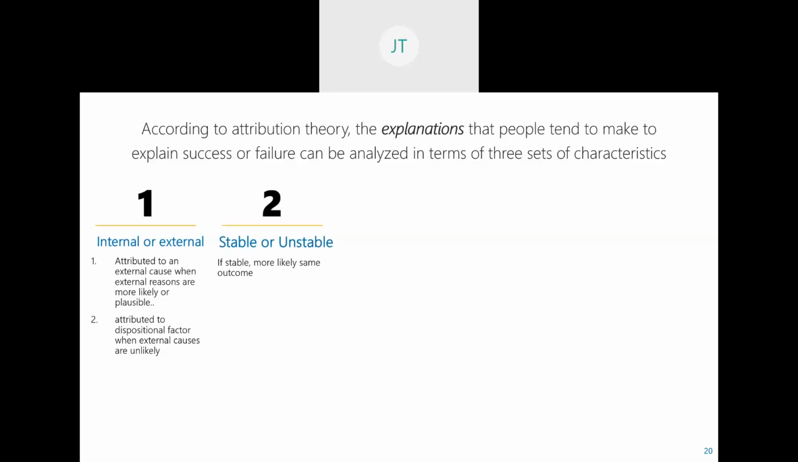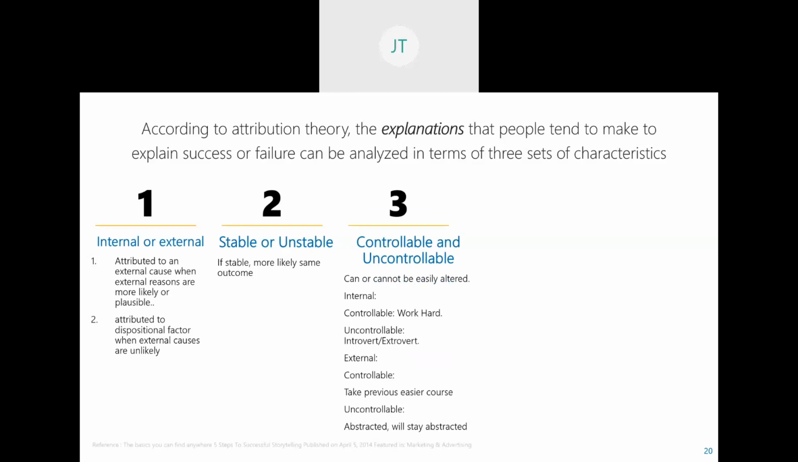Stable versus unstable. So if stable, more likely the same outcome. So whether we say this is more on the catastrophic mindset approach, right? So we say that no, this is how it's going to be. I can never write more than two full scripts in a paper. It's just not possible, Jamin. You're too old now for this, right? And it cannot change. That's a stable approach from my side.